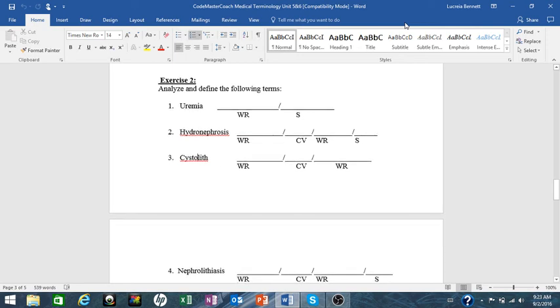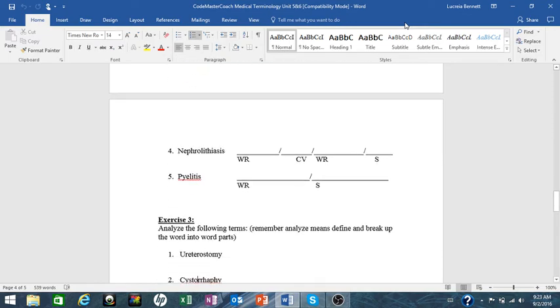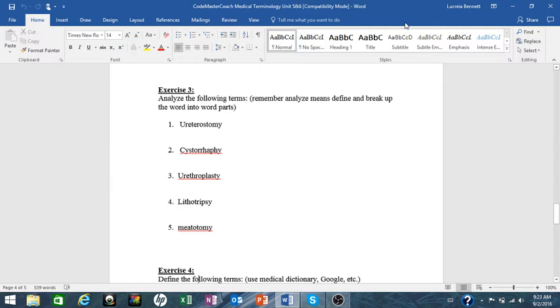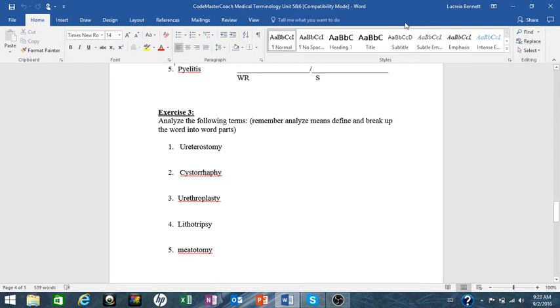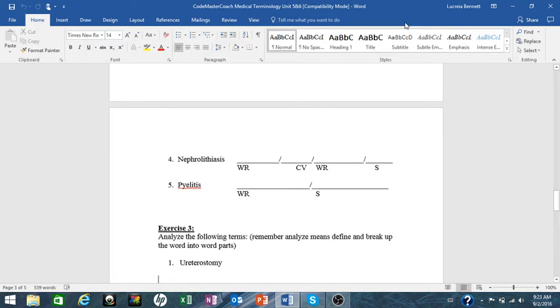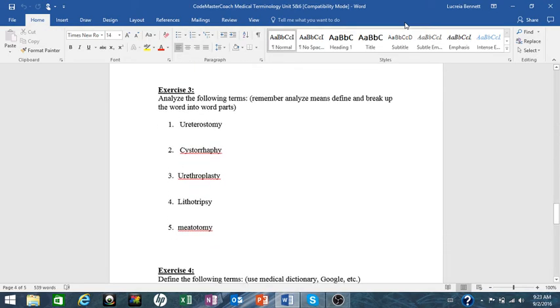Okay, exercise two. You have five terms to analyze and define the following terms. So build your words. Exercise three, analyze the following terms. And remember, analyze means to define the word and then break up the word into its word parts. Now in exercise two, I gave you the diagrams for how it would look when you break these terms up. Well, in exercise three, I didn't give them to you. You have to figure them out here, okay?